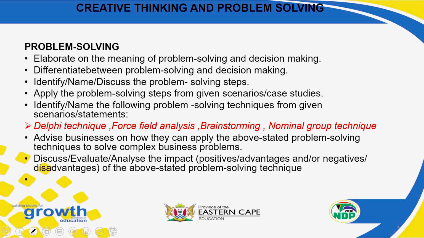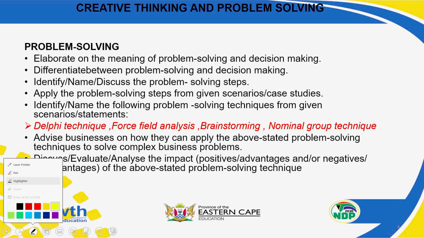I know learners, they like this question. Problem solving is done by a team or a group of people, while decision making is done by one person. When it appears in an essay, it means you need to elaborate and give more points. Then identify the problem solving steps and also apply the problem solving steps from given scenarios. Identify the names of the problem solving techniques.